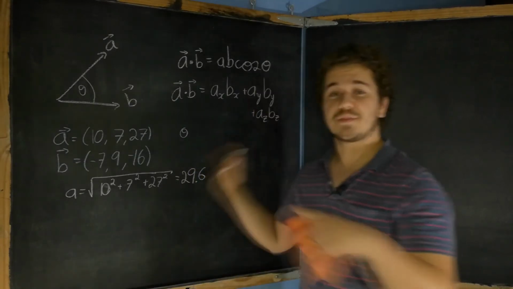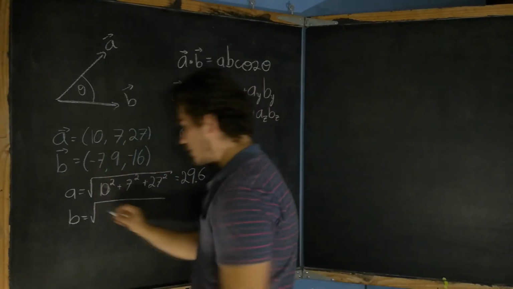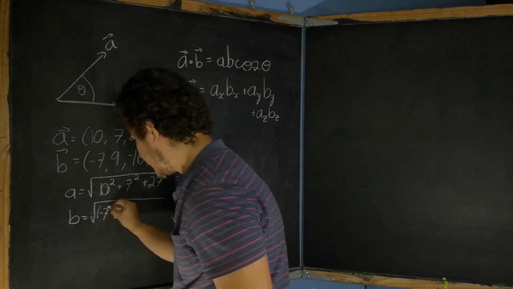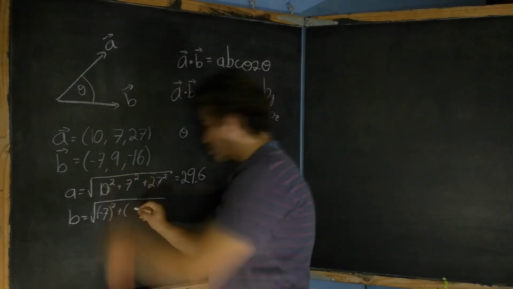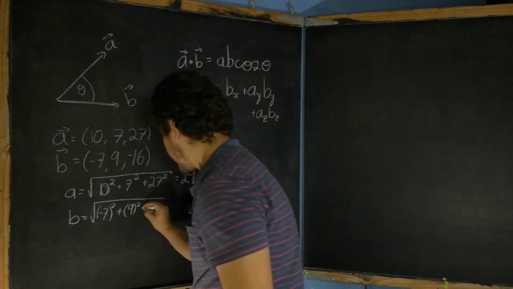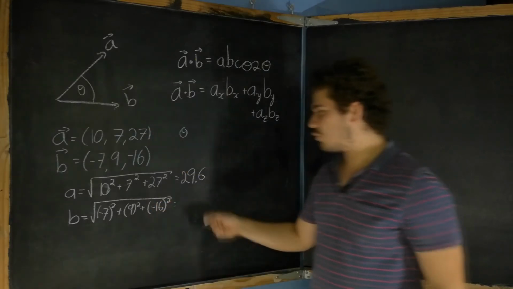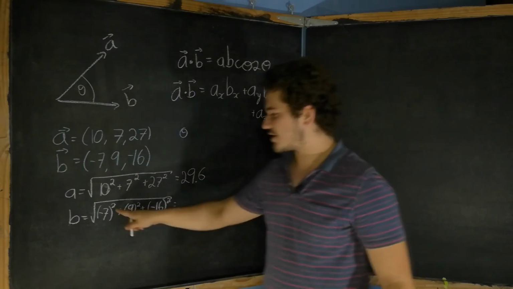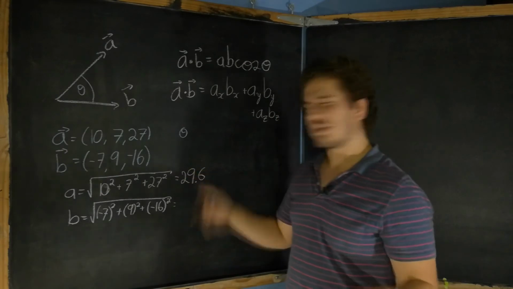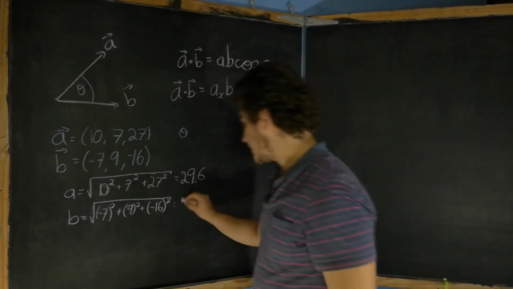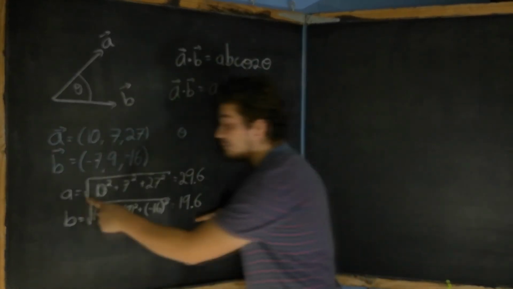And it is equal to 29.6. Now we have to make the same calculation for the magnitude of the vector B. B equals the square root of the components. The first component is minus 7, so minus 7 squared plus 9 squared plus minus 16 squared. Note that the minus is not important here because the square is going to cancel it out, but I'm writing it anyway to make it a little bit clearer. And the calculation of this gives us 19.6. That's the magnitude of the B vector.